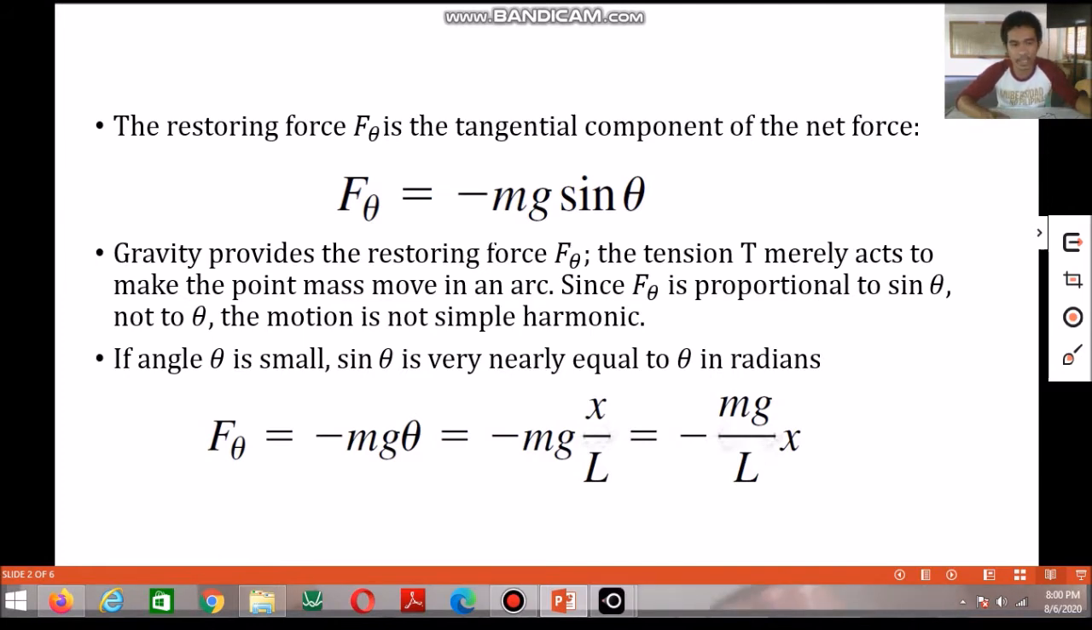Now, for a very small angle, let's say 6 degrees or 4 degrees, in radians the sine of the angle theta is approximately equal to the angle itself in radians. So the restoring force is equal to mg theta, since sin theta is theta, which is equal to negative mg x, where x is the arc path followed by the pendulum, over the length of the string, and that is mg over L.